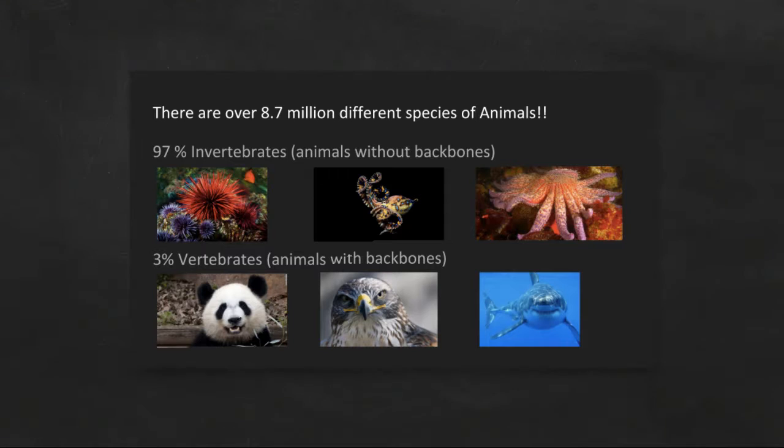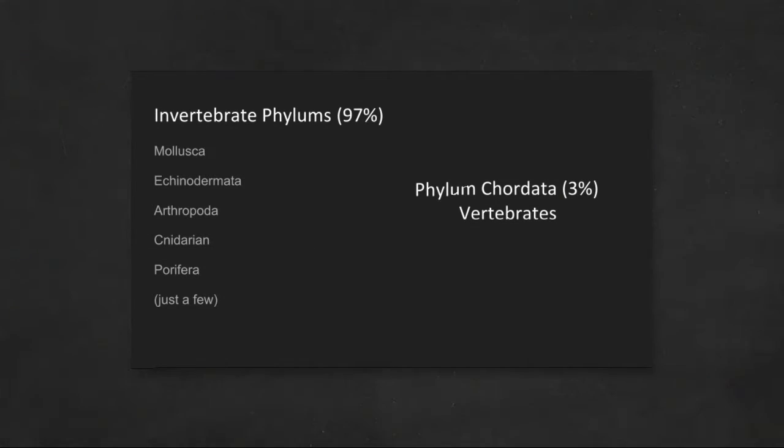97% of these animals are invertebrates, animals without backbones. 3% are vertebrates, animals with backbones. Invertebrates account for 97% of the animal kingdom. Therefore, they are broken up into several different phyla. While vertebrates, animals with backbones, account for only 3%, they all fall under the phylum Chordata. And that is the phylum that we are going to explore, and we are going to break down several different classes that fall within this phylum.